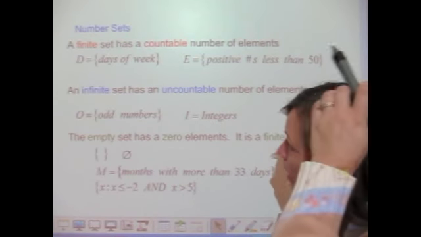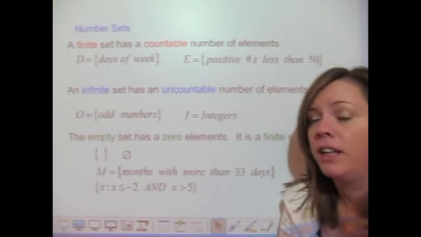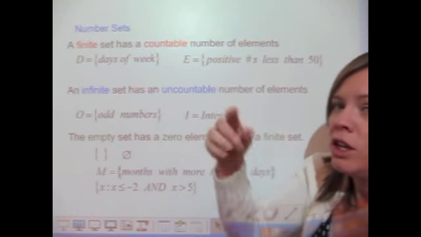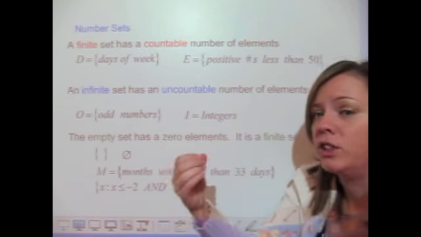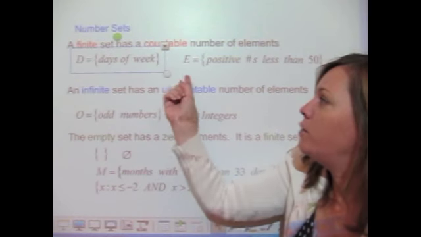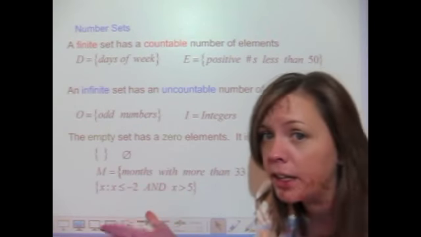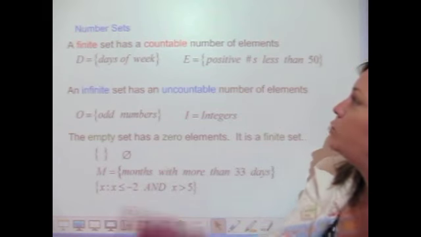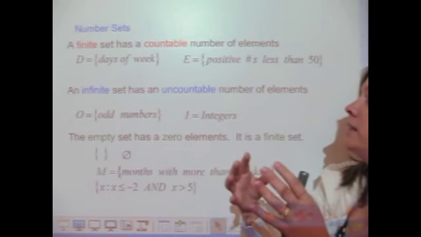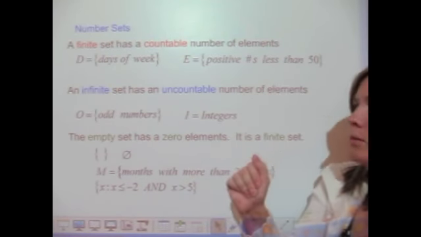Okay, number sets. What you need to know here is the difference between a finite and an infinite number set. So a finite set has a countable number of elements. So it only has a fixed value of how many things could be in this set. So for example, if I had a set D and it was defined as days of the week, well, there's only 7 items in that set: Monday, Tuesday, Wednesday, Thursday, Friday, Saturday, Sunday. If I had a set E, which was positive numbers less than 50, well, again, there's only a fixed number of items in that set. All of the numbers between 1 and 50. There's 50 items in that set.